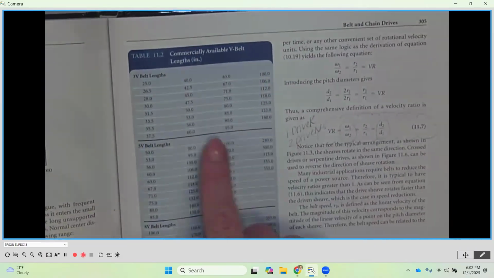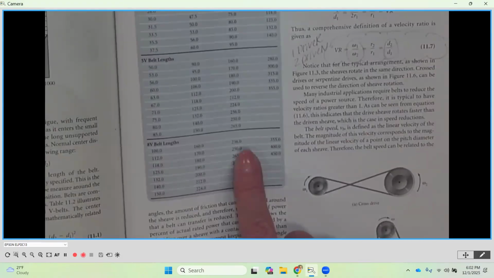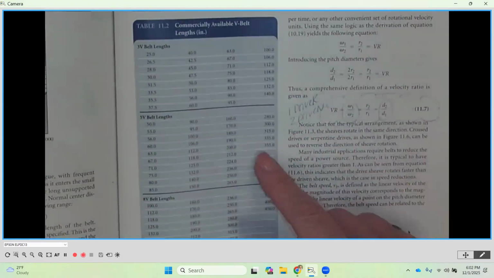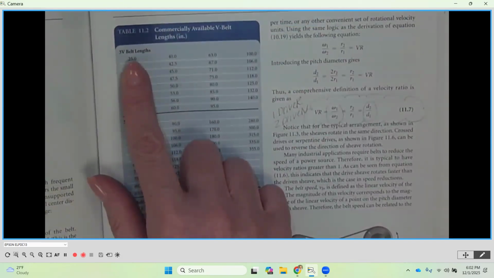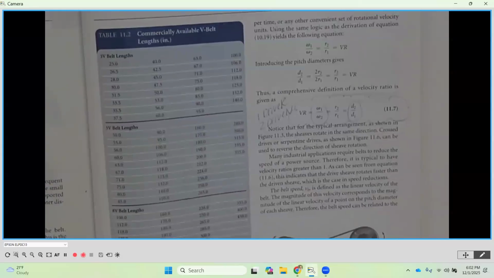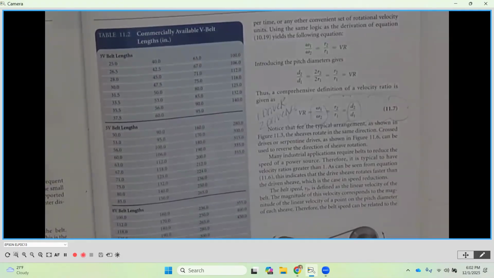So you'll notice that we have 3 different sections here on this table, one for 3Vs, one for 5Vs, and one for 8Vs. And these are going to be the specific belt lengths that you can get for each one of the sizes, again, that is commercially available. When we are designing, we always want to try, if we can, to incorporate commercially available, readily available parts because they're always going to be less expensive. Number 1, because they're mass produced, and number 2, there's no special tooling that they're creating or customization that they're incorporating. So it's always going to be better for us in the long run cost-wise.